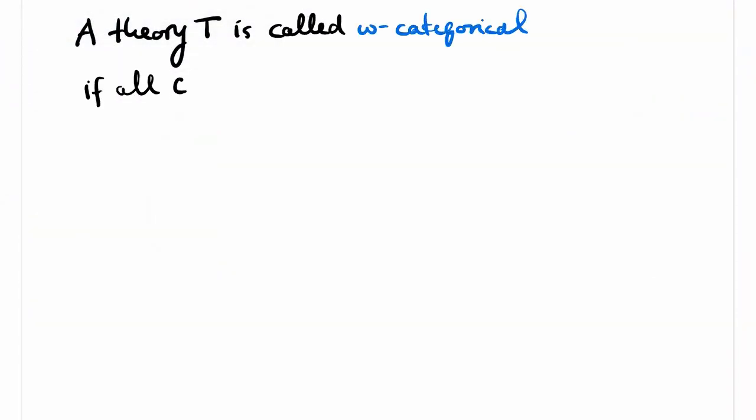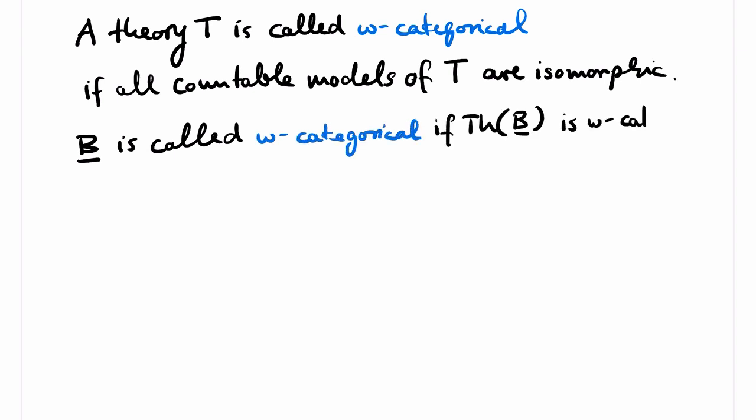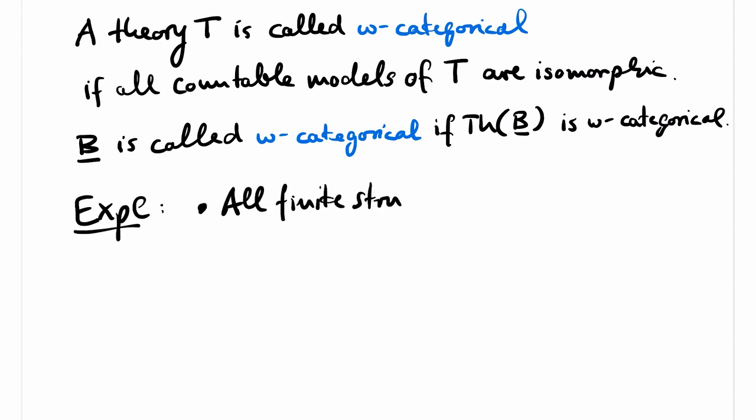A first-order theory T is called countably categorical or omega-categorical if all countable models of T are isomorphic. A structure is called omega-categorical if its first-order theory is omega-categorical. All finite structures are omega-categorical because the first-order theory of a finite structure completely describes the isomorphism type of the structure. And we will see that omega-categoricity can be viewed as a finiteness condition for infinite structures.